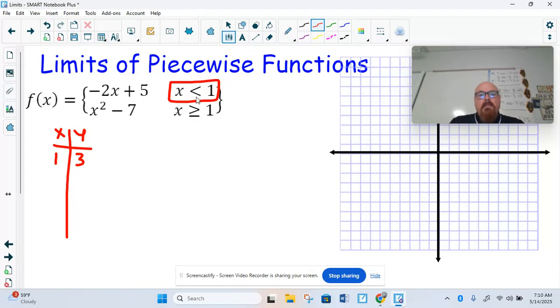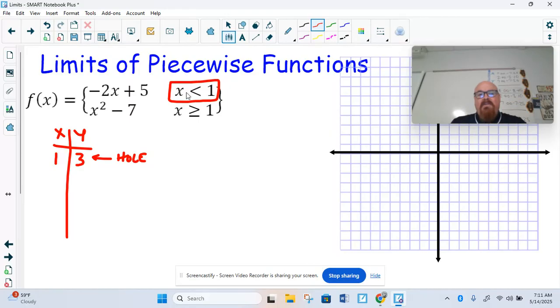Now, here's the thing. Because 1 is not included, I know that this is a hole in the graph. So I have to have that placeholder there, and why is that? Because 1 might not be in the domain, but 0.999999995 is in the domain, right? And if I put 0.999999995 into this function, I'm going to get a point that is so incredibly microscopically close to 3 that I might as well just put a hole there.